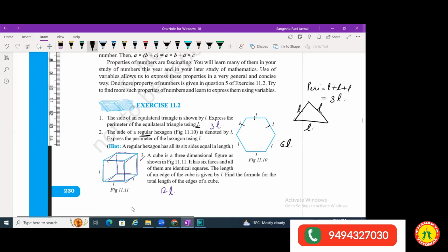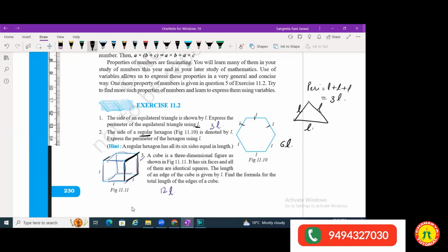Similarly, a cube is a three-dimensional figure. It has 6 faces and all of them are identical. The length of the edge of the cube is L. So edge is these sides. These are the edges. Find the formula for the total length of the edges of a cube.